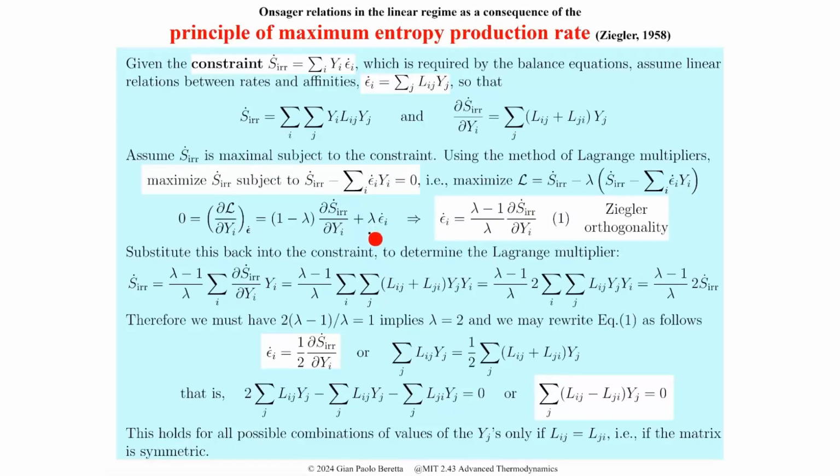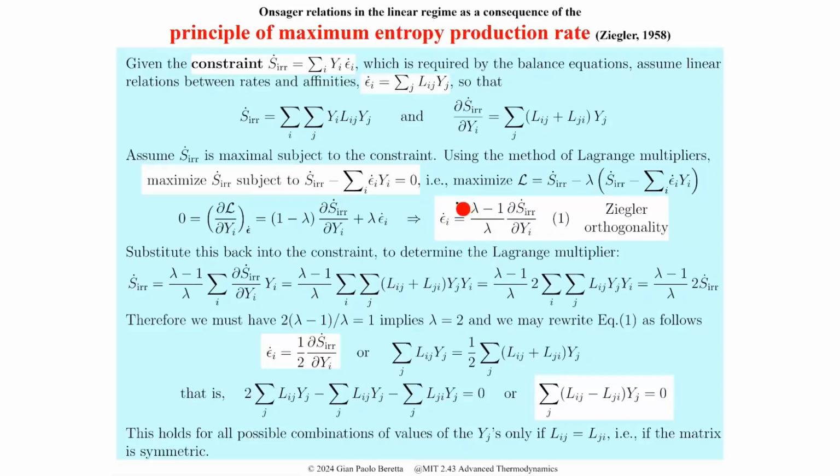Okay. So you set that equal to 0, you get this relation, which says, okay, then if you want to do that maximization, your rates must be equal to lambda minus 1 over lambda times this derivative. This is called Ziegler orthogonality principle, and we'll try to interpret that in a while. For the moment, this is the result in terms of the Lagrange multiplier.